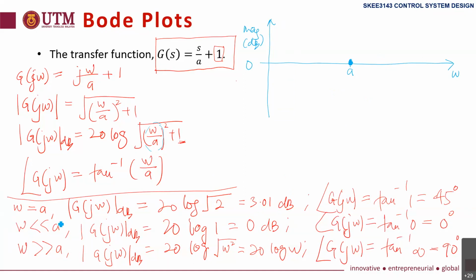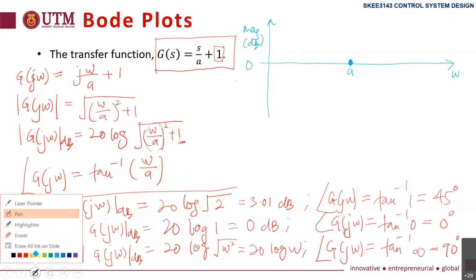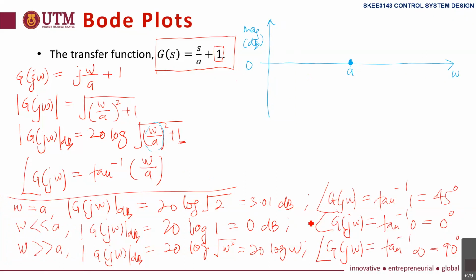When omega is less than A, small, then when omega is small it is 0 dB. What we do below A is we say 0 dB. It is this one, 0 dB.